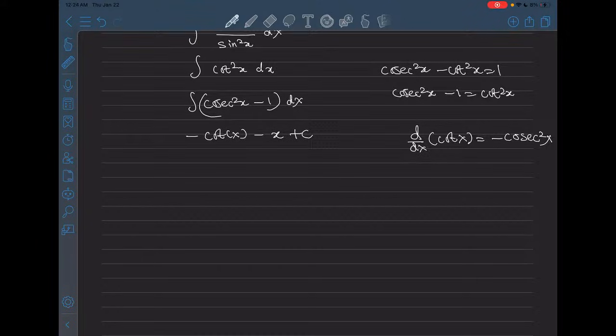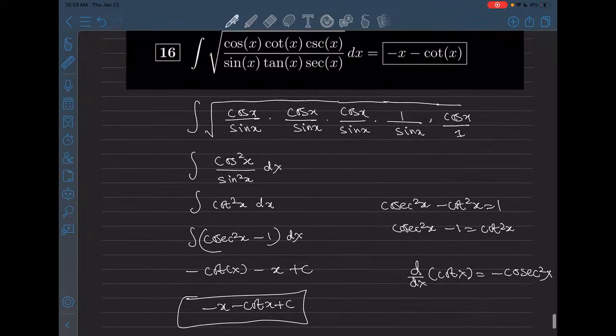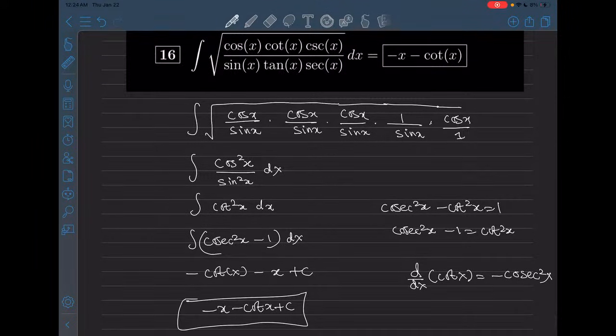So this is also really easy actually. Yeah. This wasn't bad. Even though it did look bad, it wasn't bad at all. Minus x minus cot x plus c, yeah. Yeah, this was a fine problem. This wasn't a bad one. Yeah. Should we go to the next problem? I think we should.